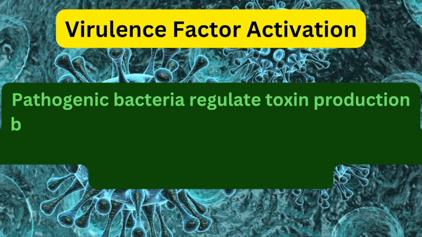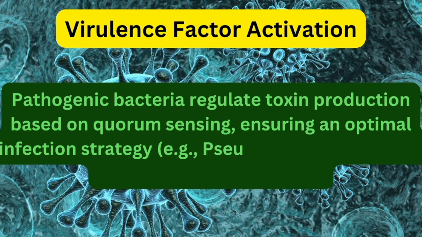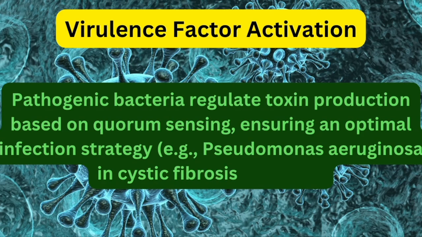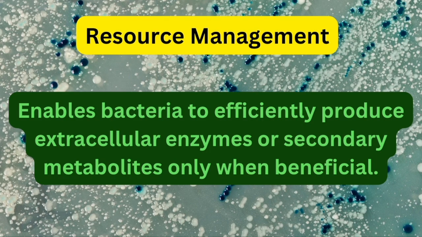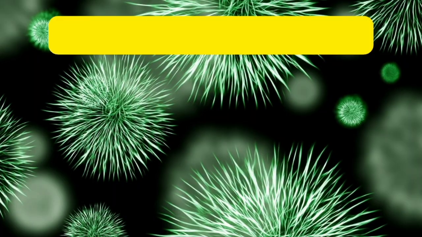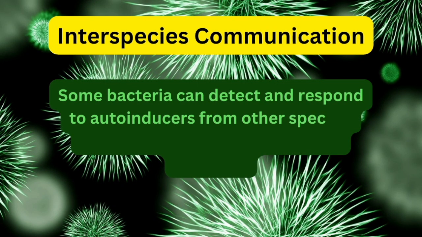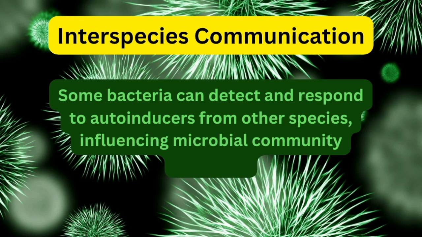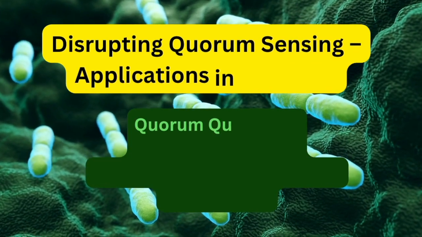Virulence factor activation: pathogenic bacteria regulate toxin production based on quorum sensing, ensuring an optimal infection strategy, so cystic fibrosis. Resource management enables bacteria to efficiently produce extracellular enzymes and secondary metabolites. So interspecies communication: some bacteria can detect and respond to autoinducers from other species, such as Vibrio fischeri and harveyi.